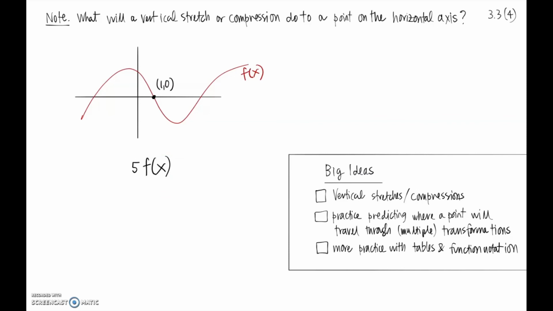So the big ideas that we saw today were, first of all, the idea of vertical stretches and compressions, which by far was the biggest idea. We know now how to recognize them and how they really can change the look of a graph. And we got some good practice predicting where a point would travel through sometimes multiple transformations. And we also got more practice with using tables and interpreting what the function notation means.